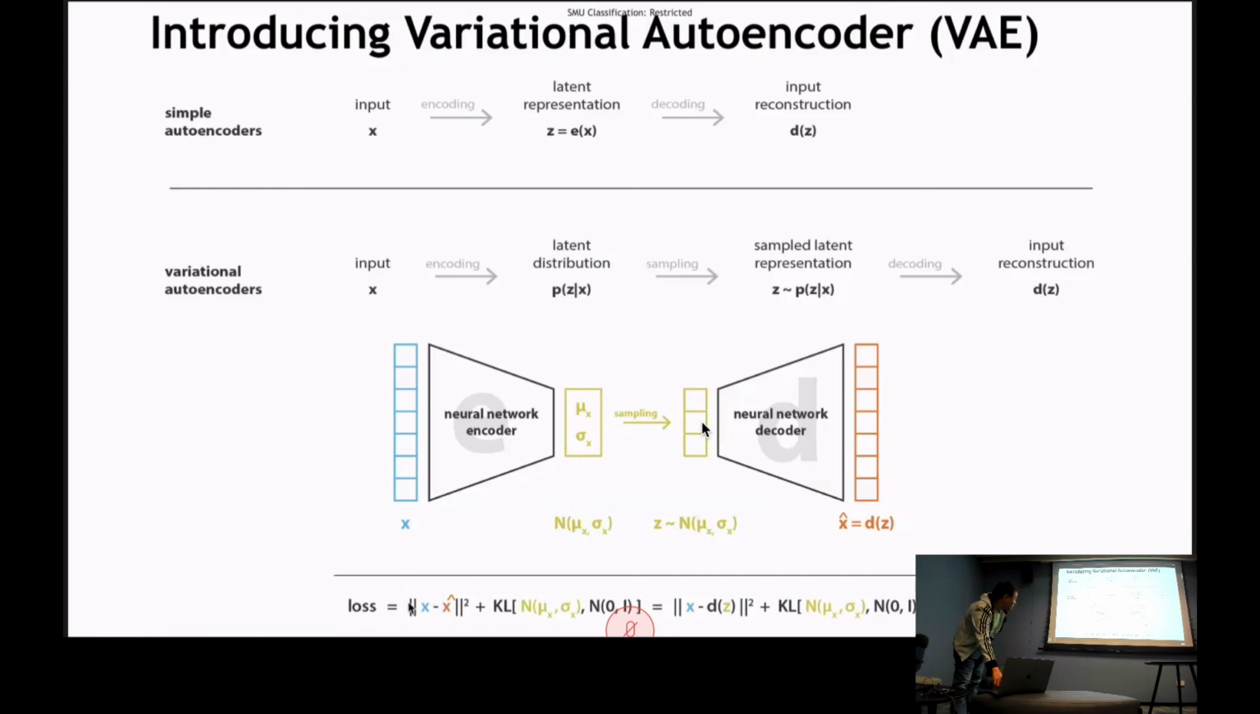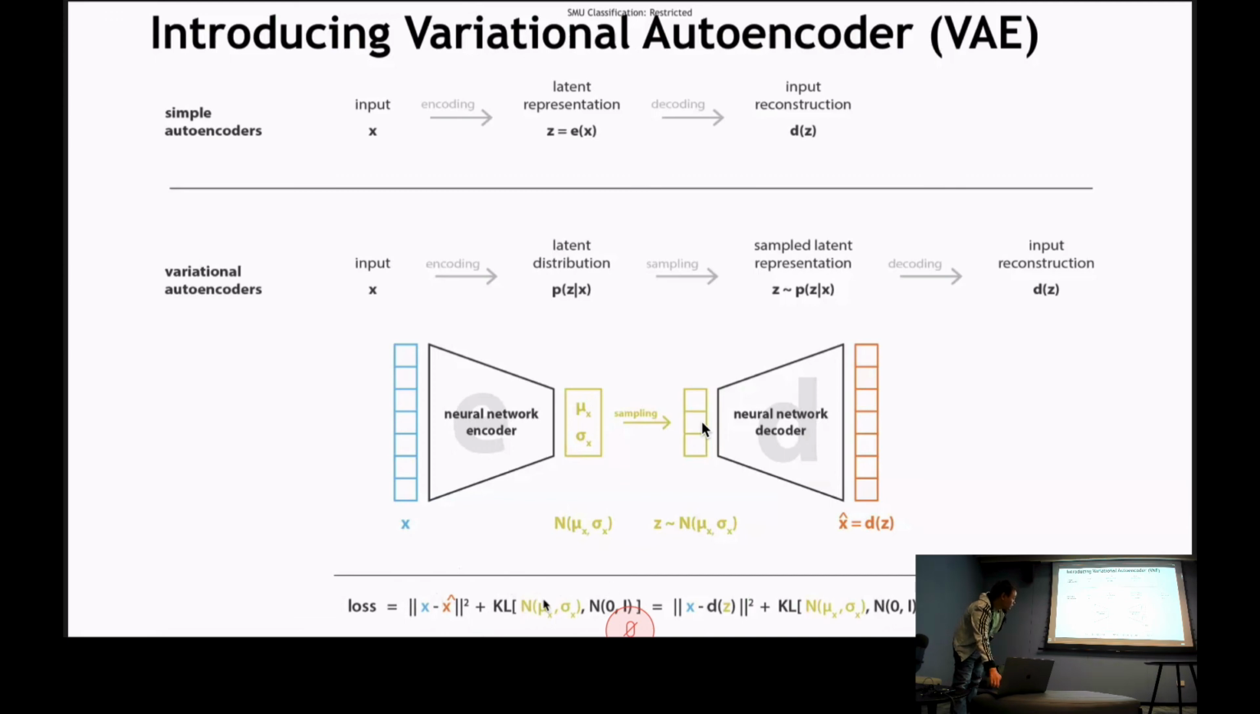Right here you can see that this term is similar, right? It's just the square difference of the reconstructed version versus the original version. But this here is different. This is the regularization term. So basically this is the Kullback-Leibler divergence, and what it is trying to do is that the more different these two distributions are, the bigger this term is.